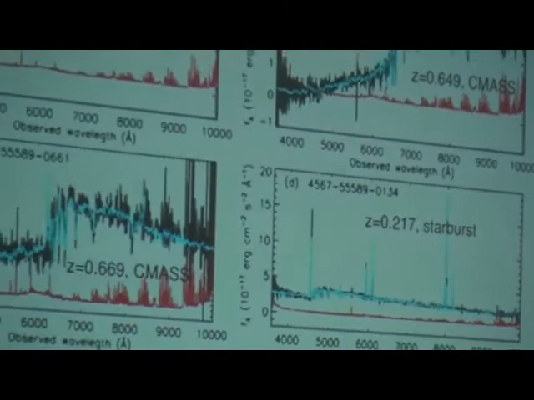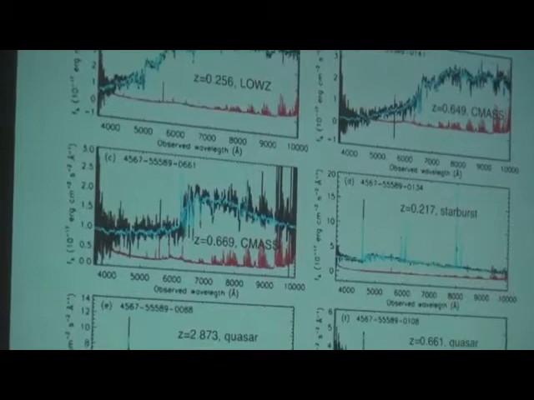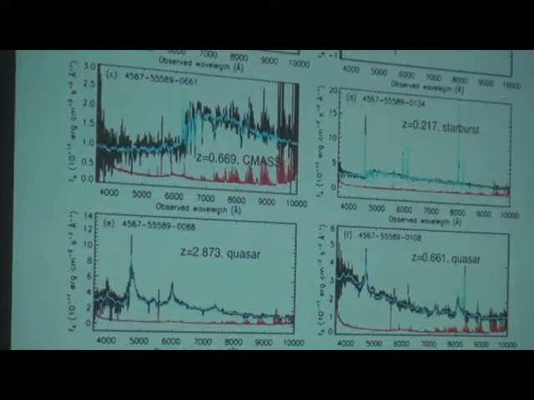These are luminous red galaxies at low and higher redshift. This is a luminous red galaxy with a starburst component. This is a galaxy with just a starburst component. And then here we have two different quasars at different redshifts. So you see that galaxies have different spectra. They have different features within those spectra. But actually, a lot of the features are consistent.